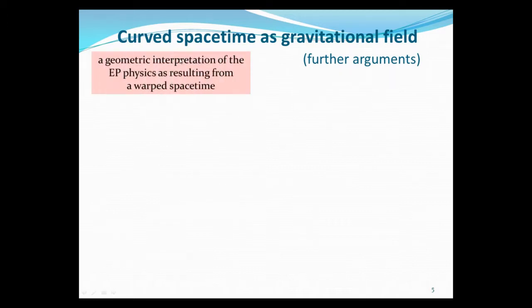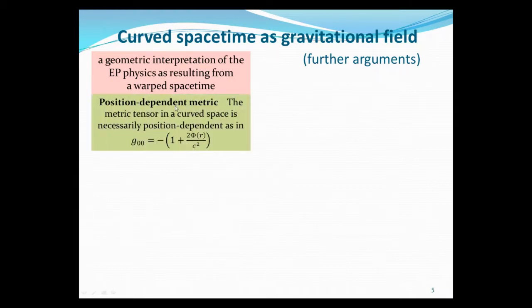We can interpret the gravitational field as curved space-time, or we can model the gravitational field as a curved space-time. And as we just said, we can interpret the equivalence principle result like time dilation as showing warped space-time. Now, this suggests a position-dependent metric. And since the metric tensor for a curved space is necessarily position-dependent, this is certainly compatible with the fact that we can model the curved space-time as a gravitational field.